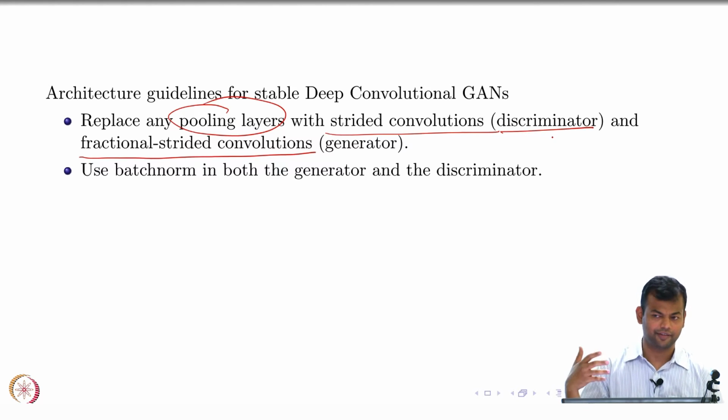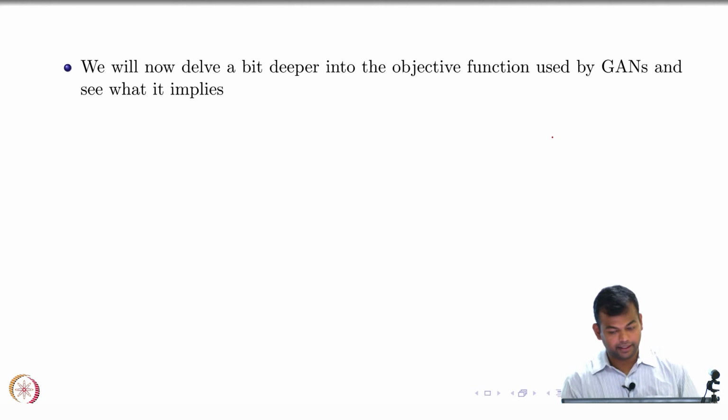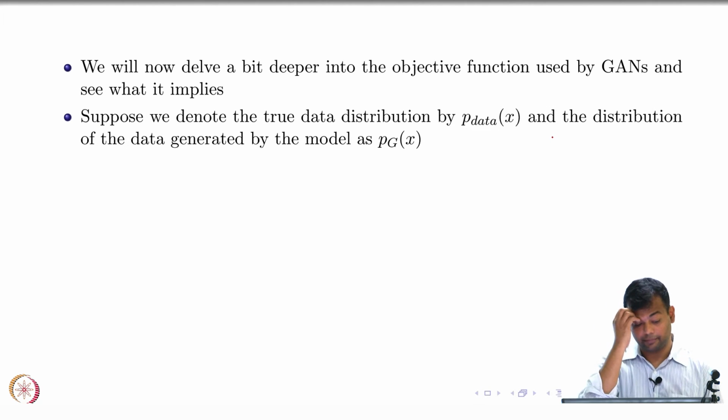So all we have done is we have set up an objective function and just assumed all of that will work. We have not even defined what it means, at the end, to say that the GAN that we trained actually works. What does it mean? So let's start with that, right? We'll delve a bit deeper into this objective function and see what it implies.